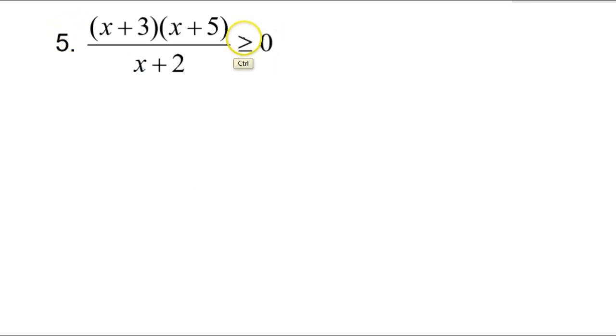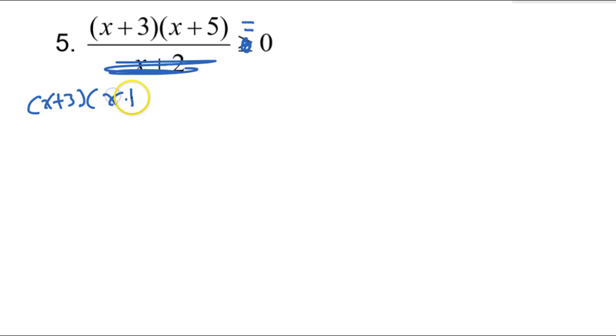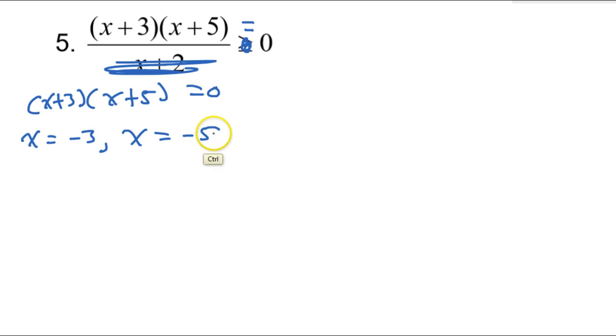So to solve number 5, we need to solve the related equation, treating this like an equal sign. But really, to solve this, you can cancel out the denominator immediately. So I'm really just going to have x plus 3 times x plus 5 is equal to 0. So if I solve this, I'm going to get x equals negative 3 and x equals negative 5. So those are two of my critical values.